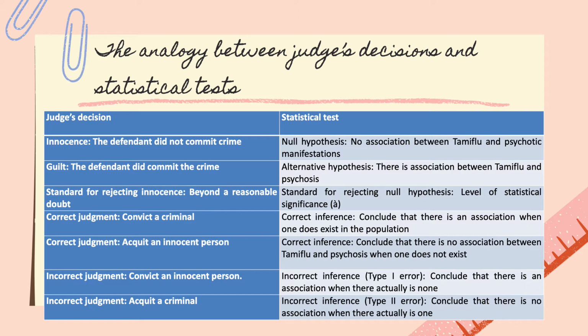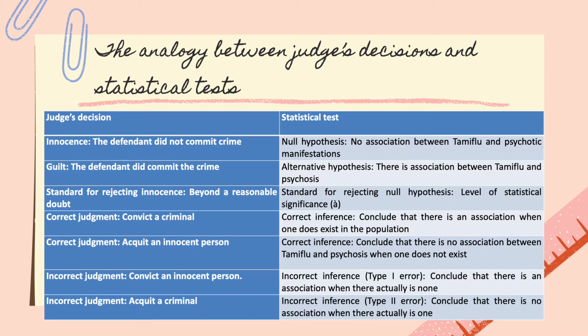The correct judgment is to convict a criminal. So the correct inference, on the other hand, is to conclude that there is an association when one does exist in the population. The correct judgment, if the defendant is innocent, is to acquit an innocent person. The correct inference from that is to conclude that there is no association between Tamiflu and psychosis when one does not exist.